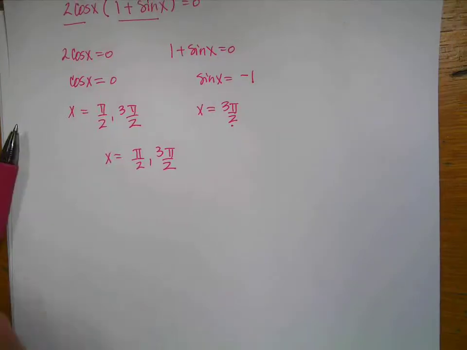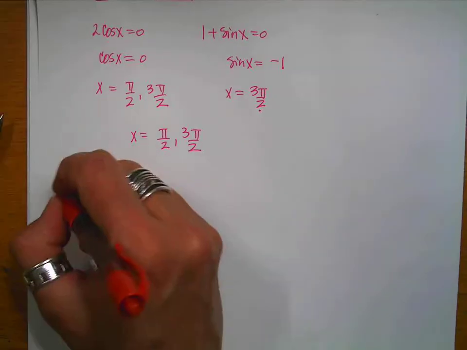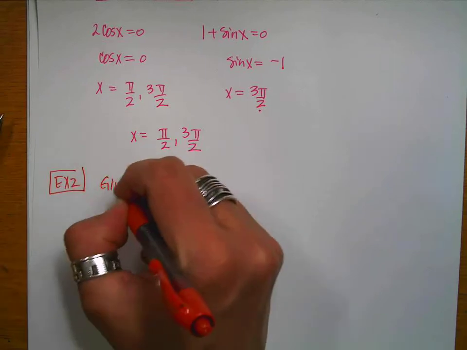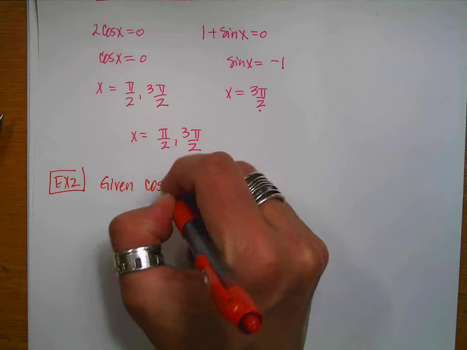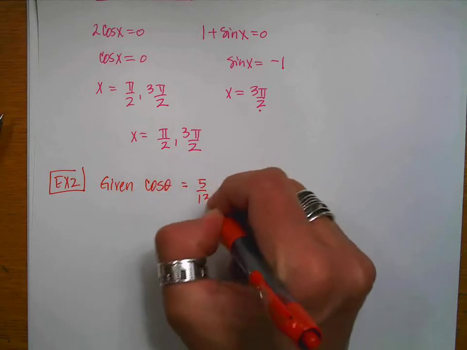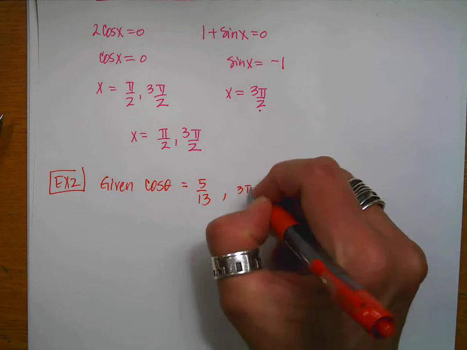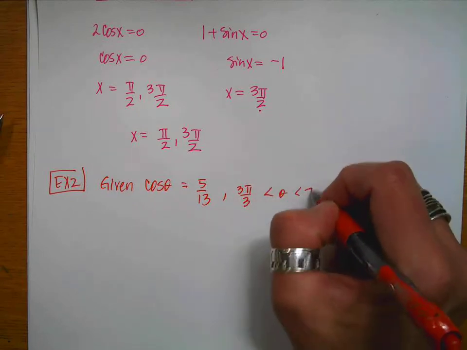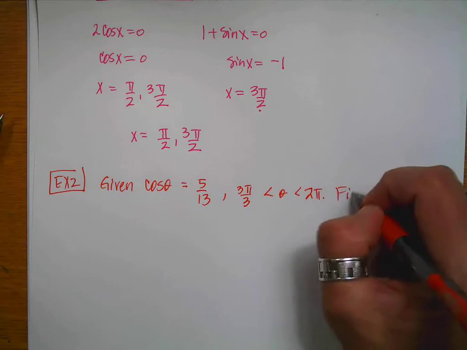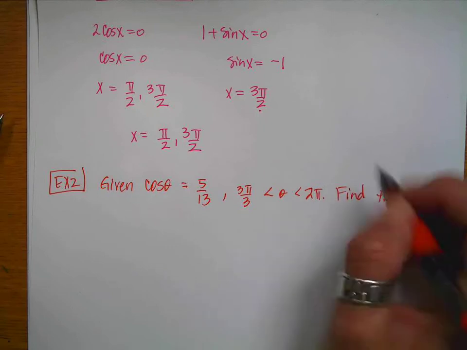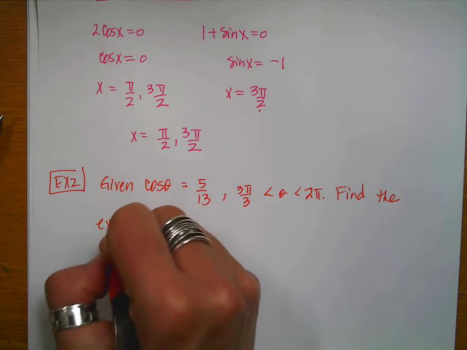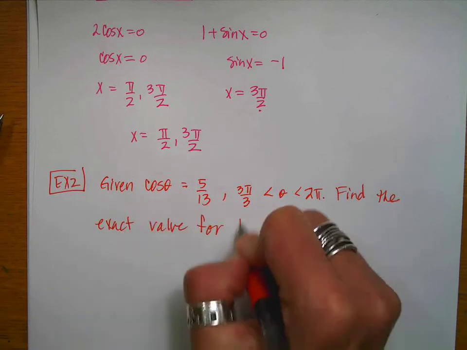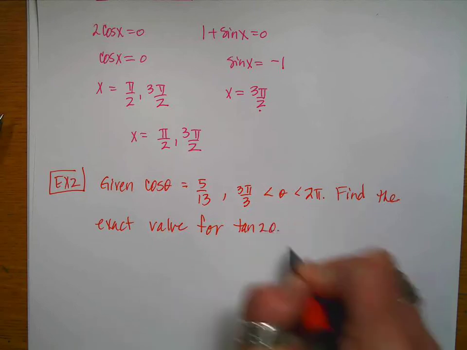All right. Example number 2, to try to switch colors of pens, I'm going to be given that the cosine of theta is 5 over 13, and it's going to be in the quadrant where 3 pi over 2 is less than theta is less than 2 pi, and I want to find the exact value for the tangent of 2 theta.